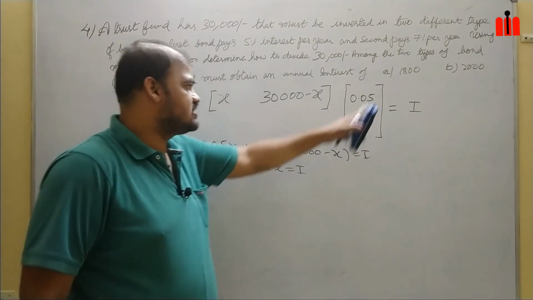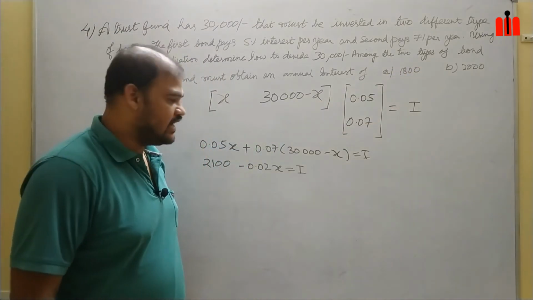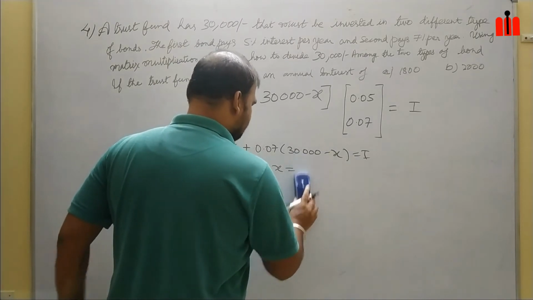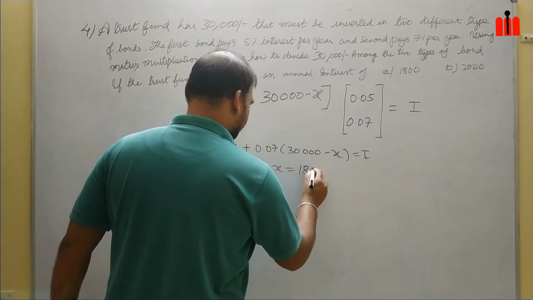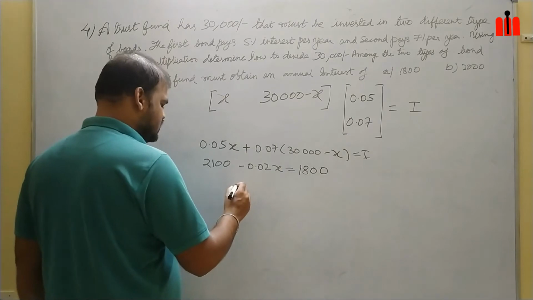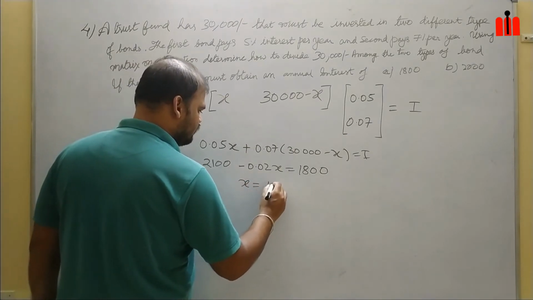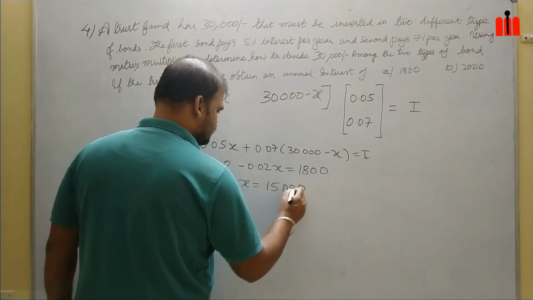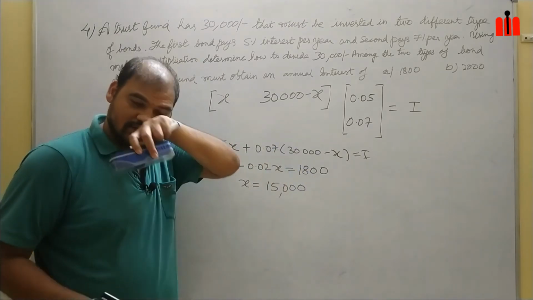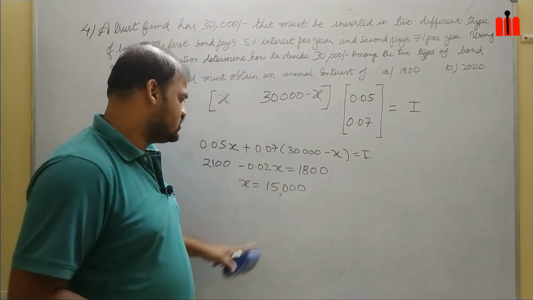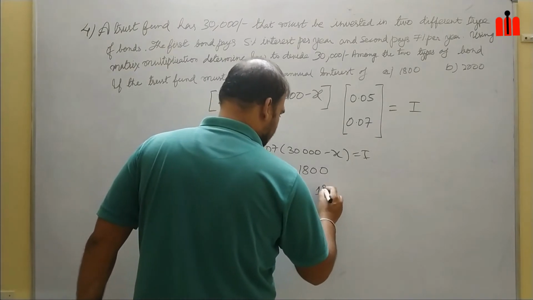Now in the first case they are asking for 1800, so this I will become 1800 for the first case. So in that case my x will become 15,000. You just calculate it, you will get x as 15,000. So this is for the first bond.